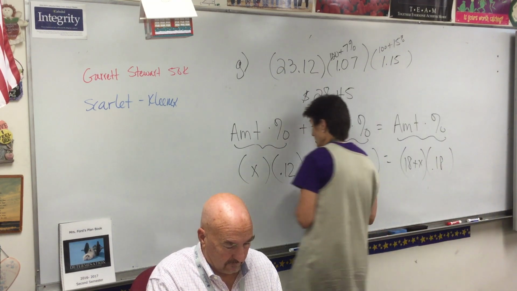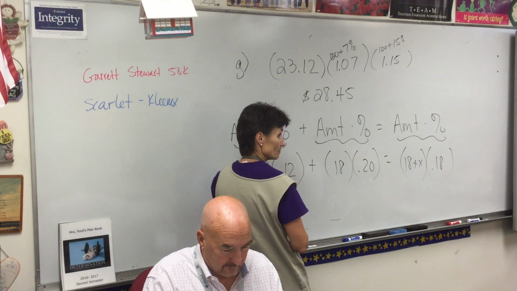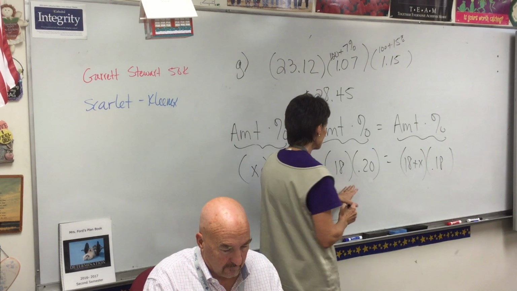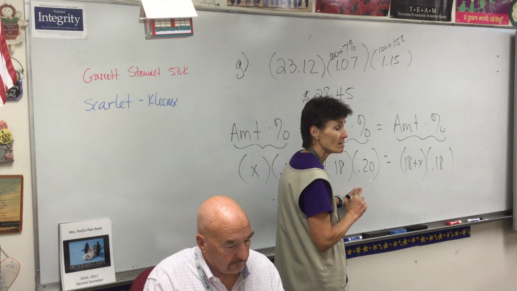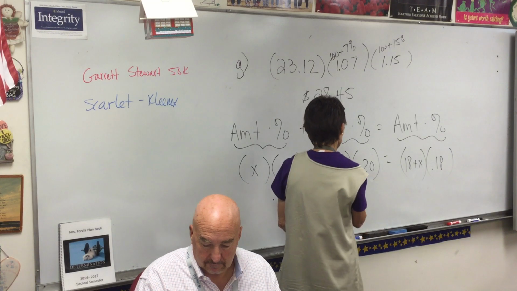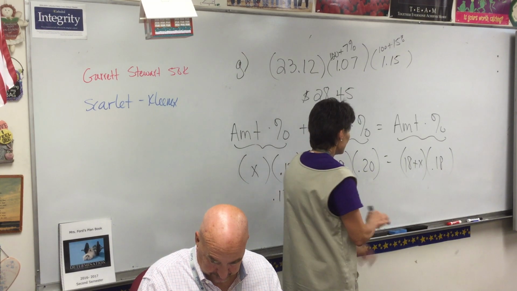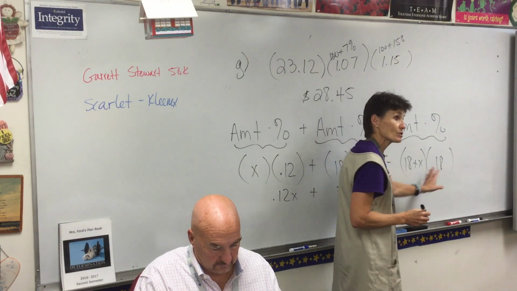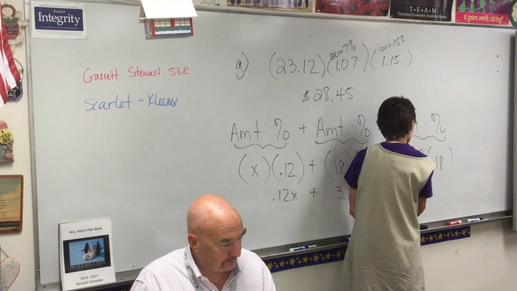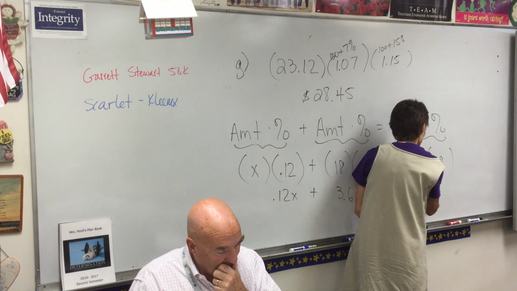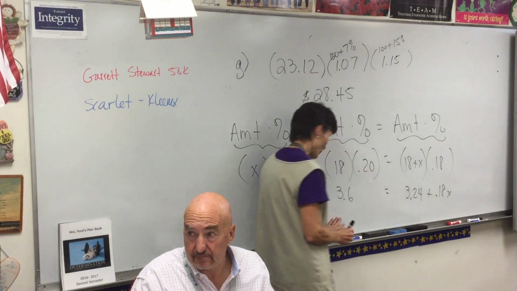solve it. So multiplying these is just 0.12x. Multiplying these, you have a calculator. I don't expect you to do that in your head, although it would be great if you could. But it's okay if you can't. 3.6? Yeah. Now, this is a distribute, so you're going to have to distribute this. So 18 times 0.18 and x times 0.18. So we have this equation. Would you agree with that?